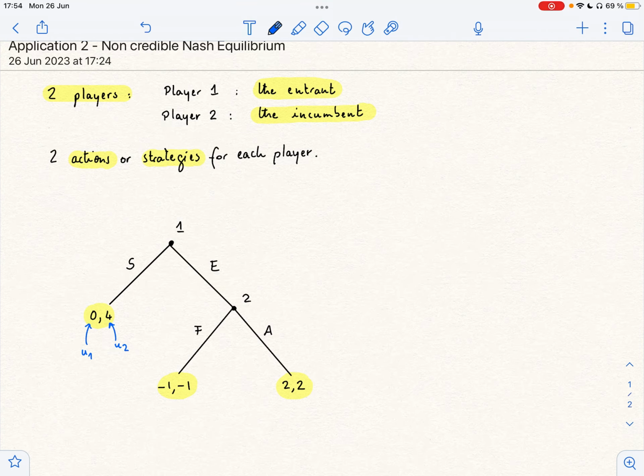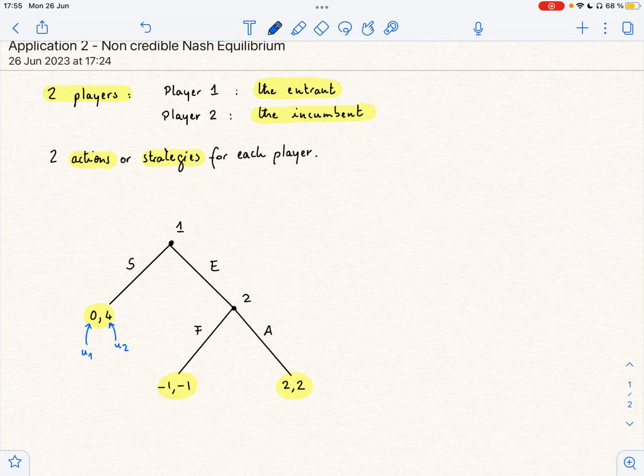Now, what happens if player 1 enters here, and then player 2 chooses to fight? If player 2 chooses to fight, the payoffs are -1 and -1. The idea here being that they're very competitive against each other, and in the end, it's destructive more than anything, and it's making both players worse off. If player 2 chooses to accommodate, they simply share the rent equally. And so they get a payoff of 2 each.